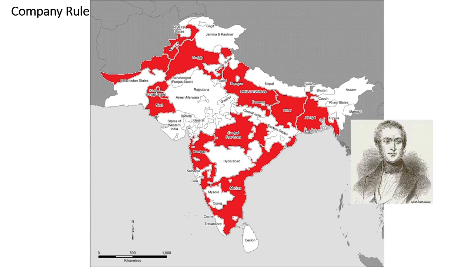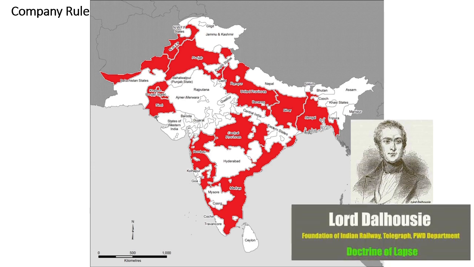Then Lord Dalhousie came as the Governor General of India. He was the pioneer behind the foundation of the Indian Railway, Telegraph and PWD. He also imposed the Doctrine of Lapse Act in India, meaning if a ruler has no legal heirs after his death, the company will take over the charge of his kingdom.